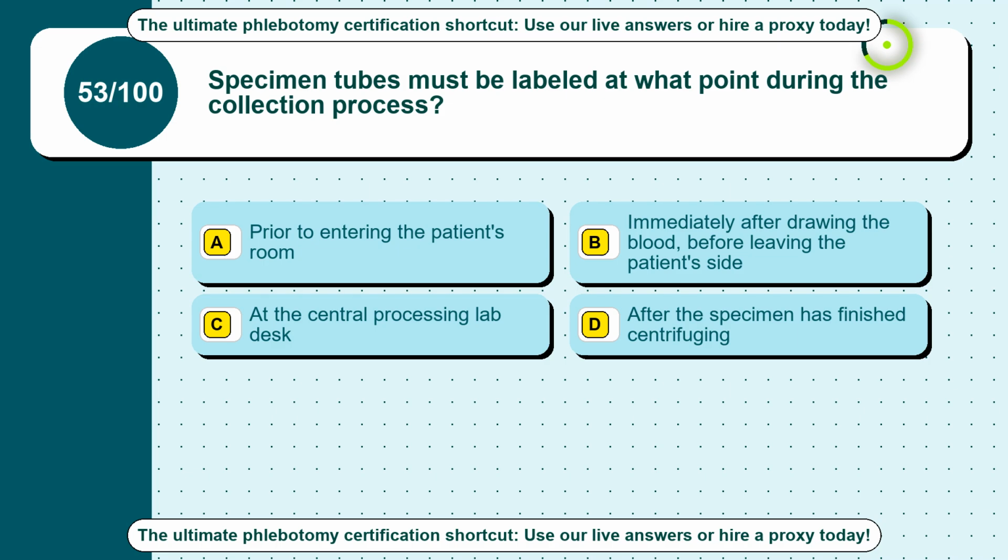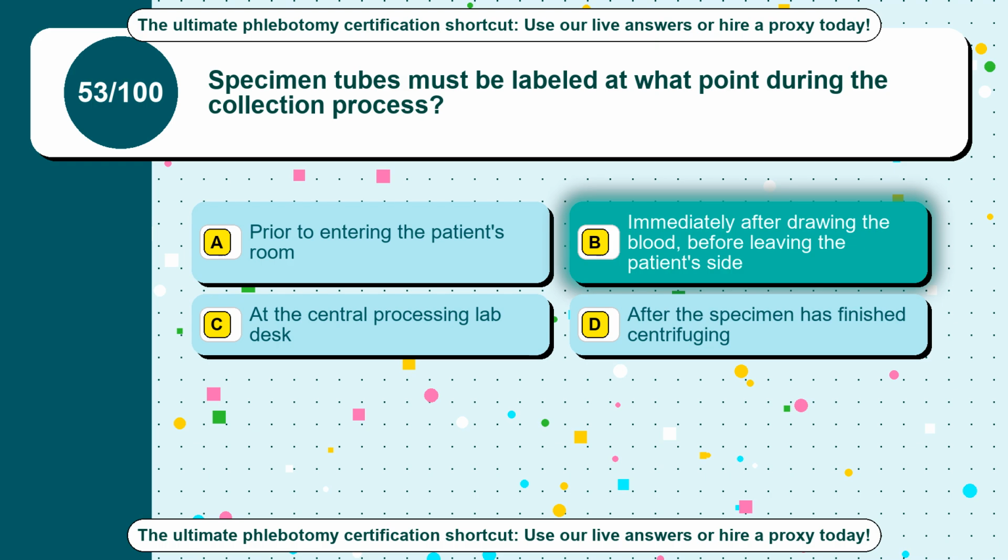Option A, prior to entering the patient's room. Option B, immediately after drawing the blood, before leaving the patient's side. Option C, at the central processing lab desk. Option D, after the specimen has finished centrifuging.